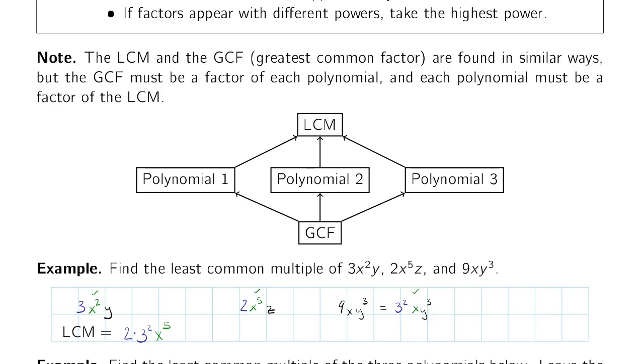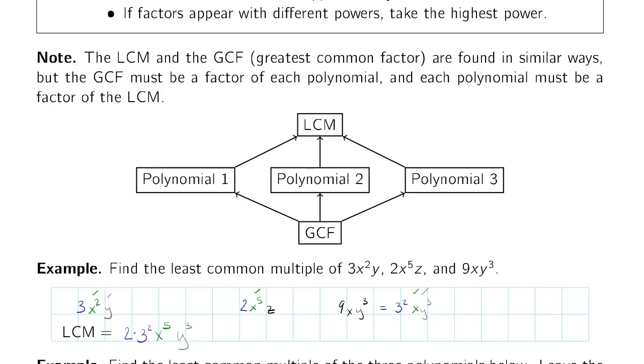Next, I'm going to look at my y's. I only have a factor of y in 2 of my monomials. If I was talking about the greatest common factor, that would mean there are no y's, because the greatest common factor needs to go into everything. But everything needs to go into the least common multiple. So if I've got a y in any of my monomials, I need a y in the LCM. So the highest power of y that I have is y to the third. That's what I have in my LCM. Putting a little check mark over my y's, so I know that I've dealt with them.